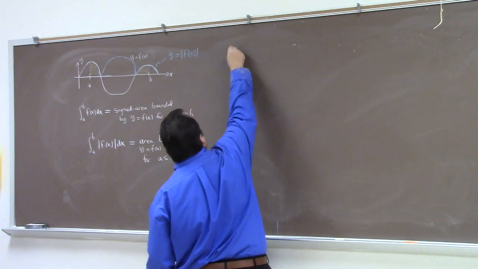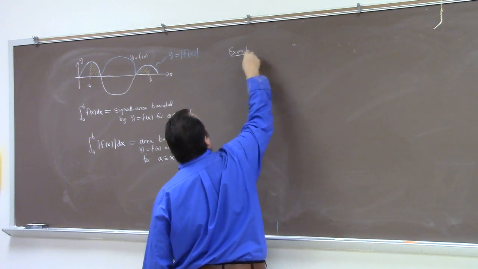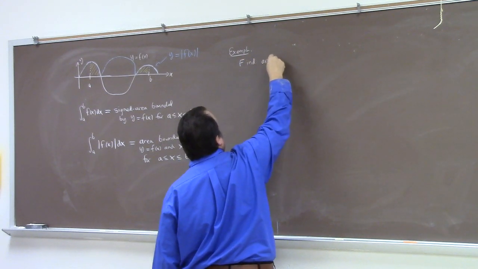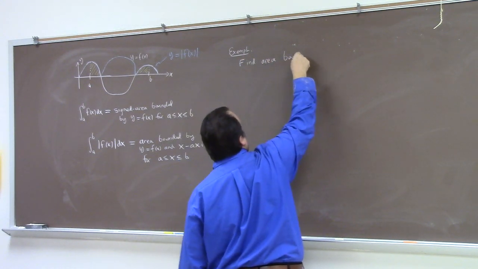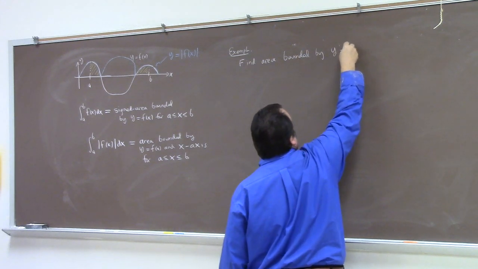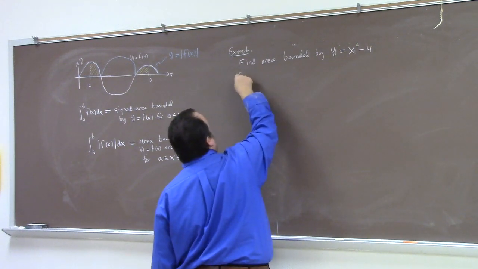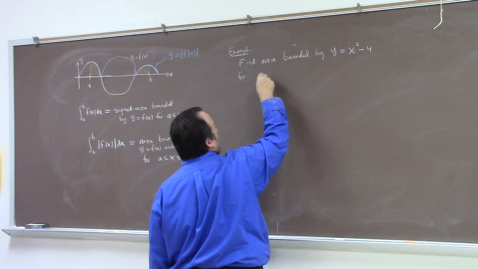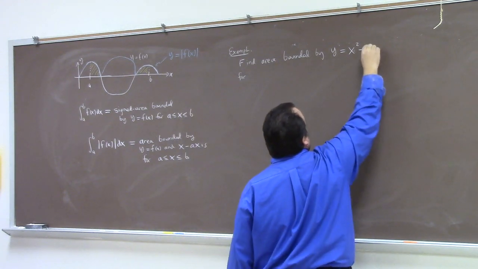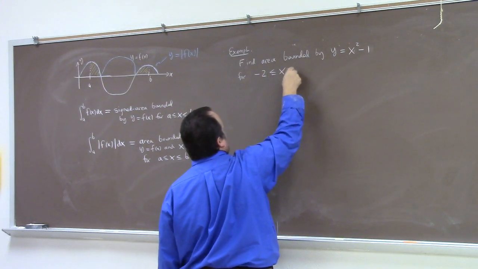So an example: find the area bounded by y equals x squared minus 4, well, x squared minus 1 rather, for minus 2 less than or equal to x less than or equal to 2.